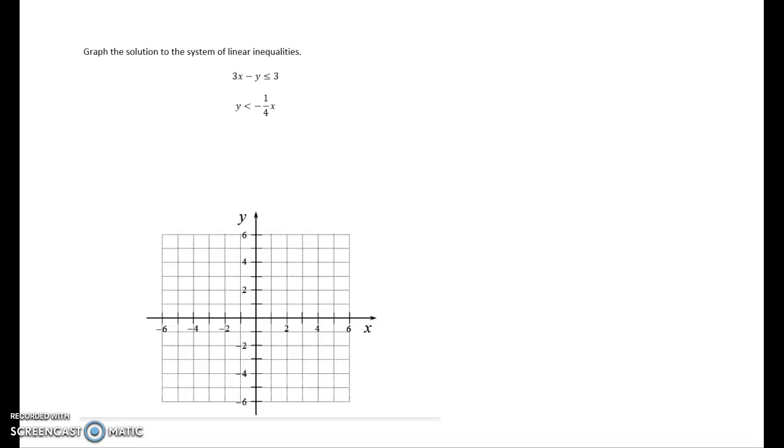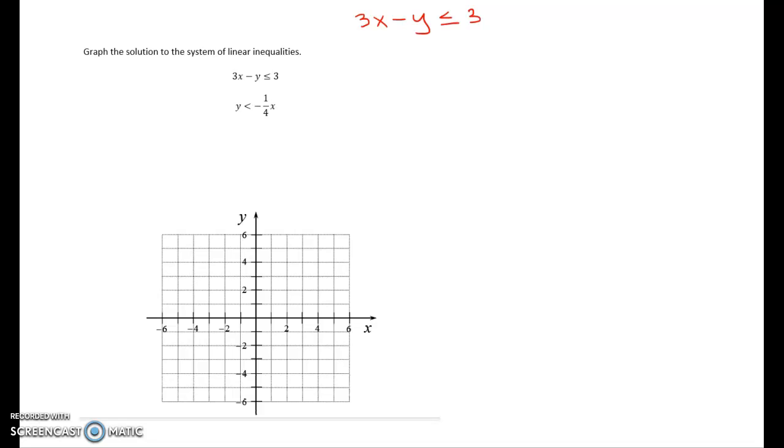Graph the solution to the system of linear inequalities. So we have 3x minus y is less than or equal to 3, and y is less than negative 1/4 x. So let's start with this first one. We have 3x minus y is less than or equal to 3.